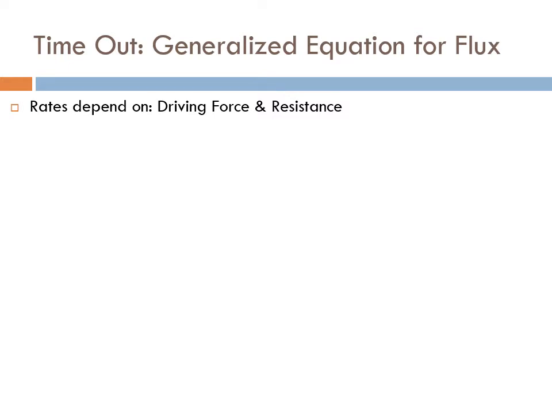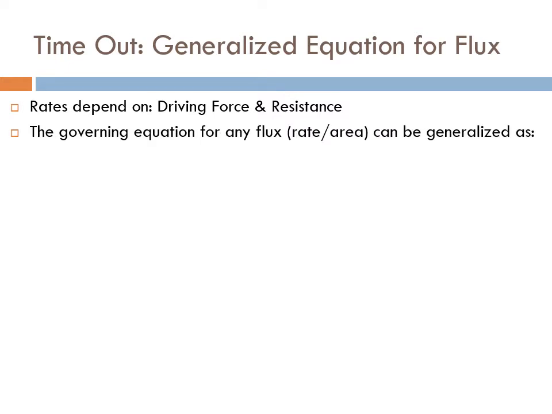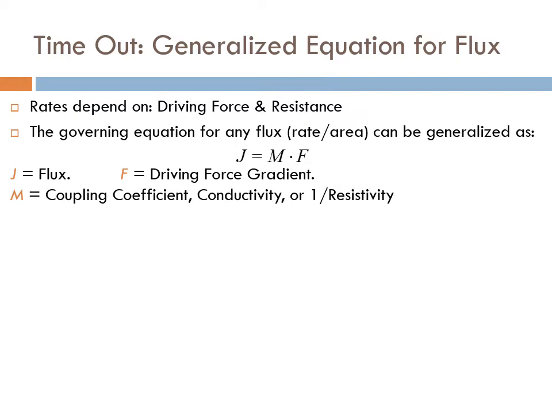Okay, so rates, we said the rates depend on driving force and resistance. The governing equation for any flux, that is rate over area, can be generalized as J equals M multiplied by F, where J is the flux, F is the driving force gradient, and M is the coupling coefficient, coupling J to F, or what's known as conductivity. Tamam? Or you obviously know that conductivity equals 1 over resistivity. So the flux always equals the conductivity times the driving force gradient.